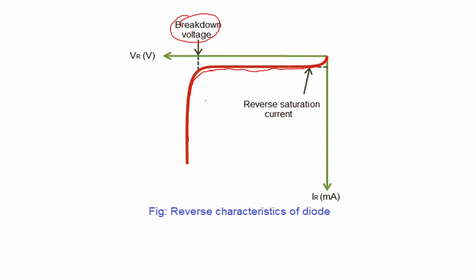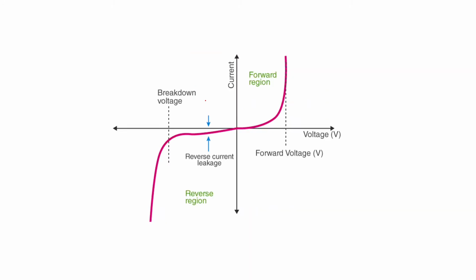This will be your reverse breakdown. Then if you see both the characteristics together, this will be your voltage-current characteristics of a PN junction or diode. You can call it the voltage-current characteristics of a diode or PN junction. Here you can see the x-axis is your voltage and the y-axis is current, and this is your 0 point.